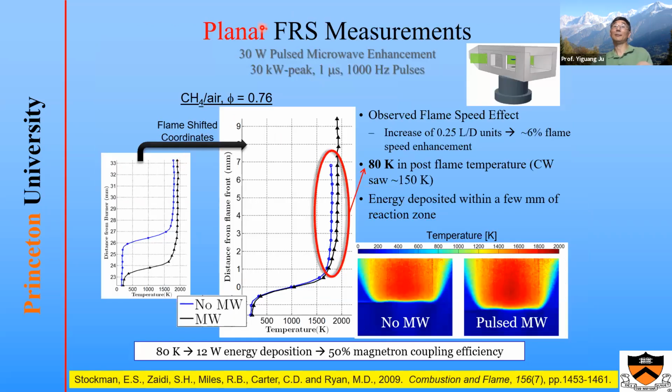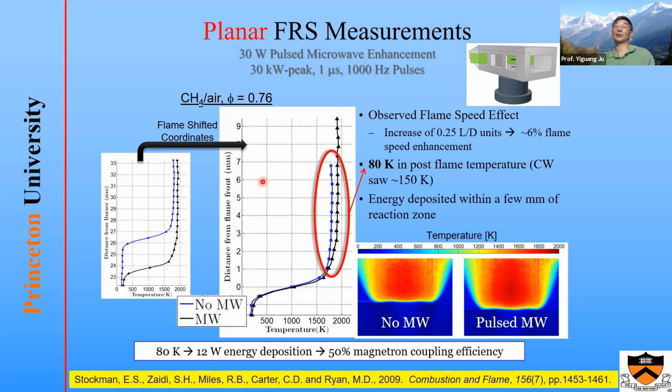If you do the measurement by filtered Rayleigh scattering, you can measure the temperature rise due to the microwave. This is because the microwave gives energy through Joule heating. The flame temperature is increased by 80 Kelvin. Therefore the flame moves upstream and the flame speed increases. So most of the flame speed increase in an electric field is due to this Joule heating. It's just dumping energy into the flame front.